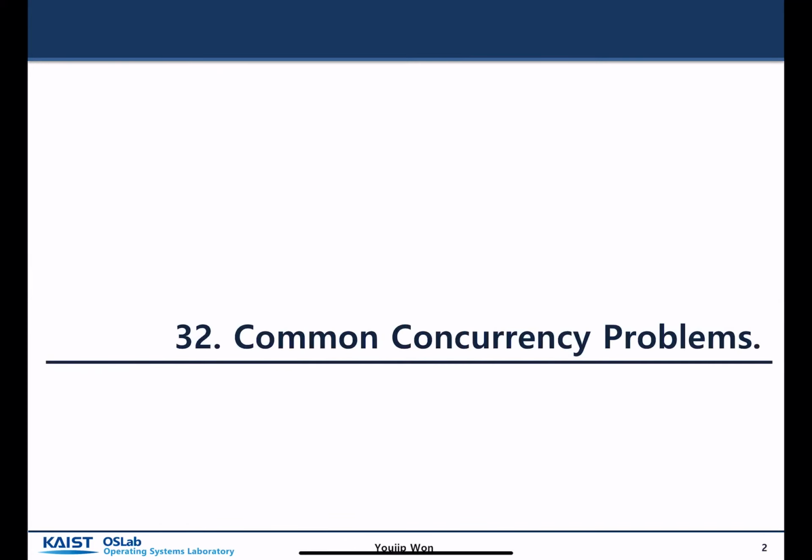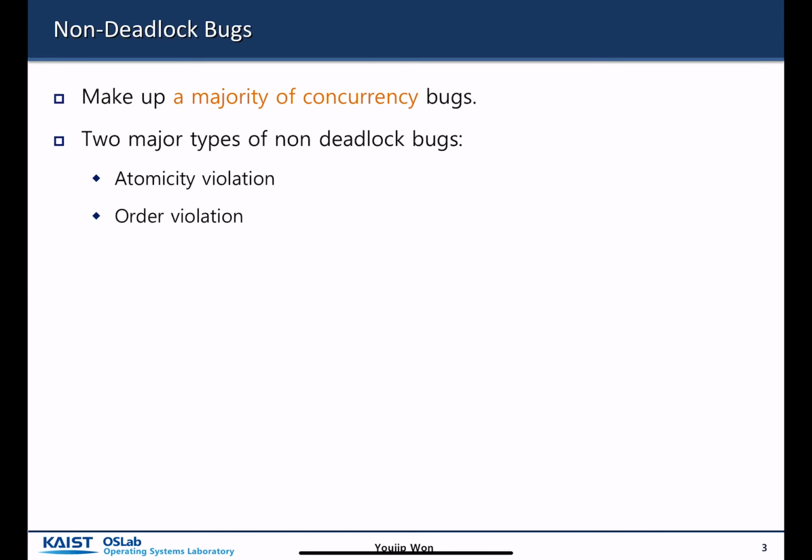Hi, today's problem is common concurrency problems. In writing a program, we make lots of bugs, and so we're going to deal with the bugs in this lecture. There are two types of bugs. One is associated with non-deadlock, and the other one is deadlock. First we're going to cover the bugs related to non-deadlock bugs.